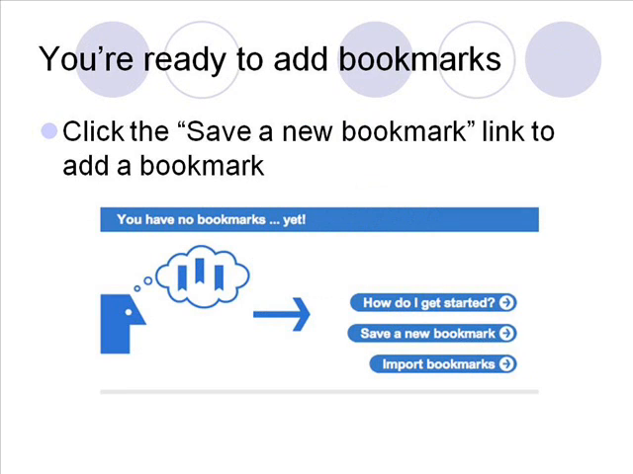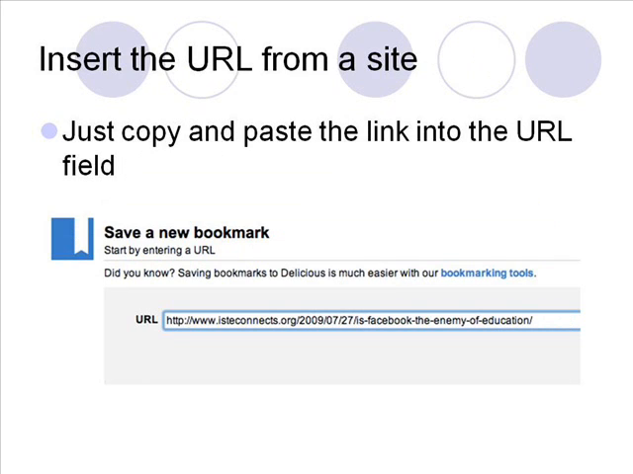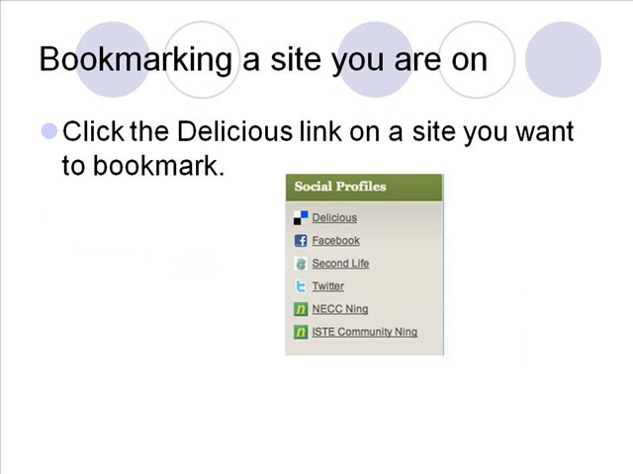After you're successfully registered, you come to this page where it asks you what you want to do next. There are some getting started tutorials that you can look at, but we're going to save a new bookmark by clicking that middle button. Now, there are a couple ways of adding bookmarks. One way is by just pasting the URL into Delicious. That way it goes directly into your account, but this way you're copying and pasting into Delicious.com.